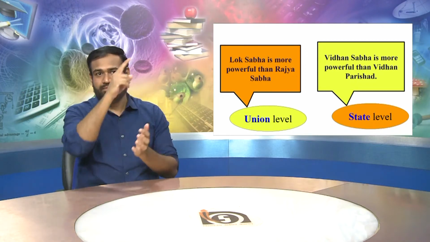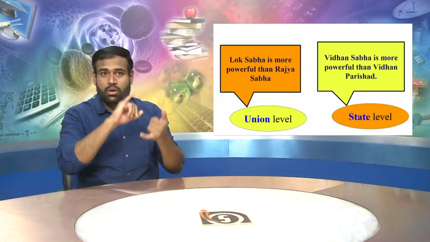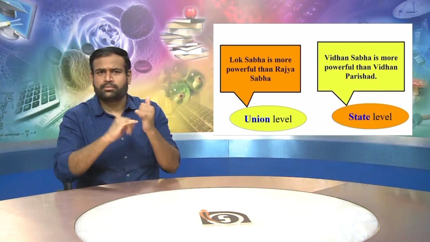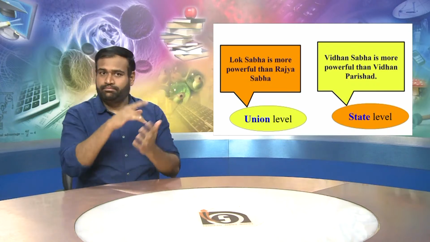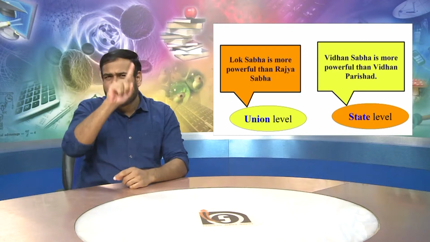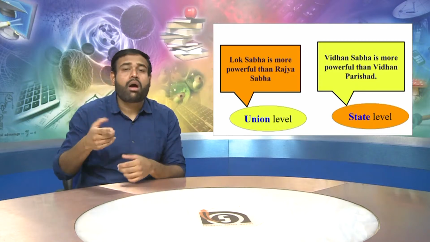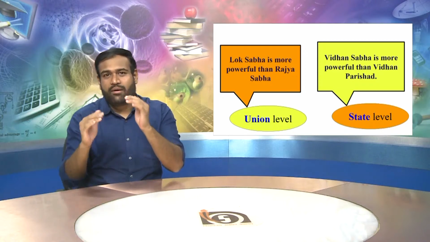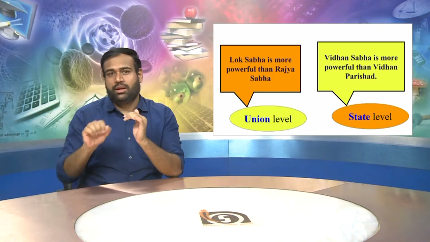Lok Sabha is more powerful than Rajya Sabha because it's union level. And Vidhan Sabha is more powerful than Vidhan Parishad. It's state level.